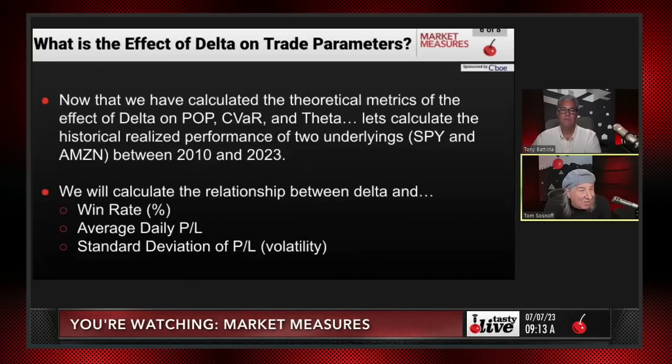So now that we have calculated the theoretical metrics of the effect of delta on pop, CVAR, and theta, let's calculate the historical realized performance of two underlyings. So we just chose SPY and Amazon between 2010 and 2023. We wanted to see if the actual realized performance based on historical numbers matched up with the theoretical expectations. So we calculate the same ratio between win rate, daily P&L, and standard deviation of P&L in this case.